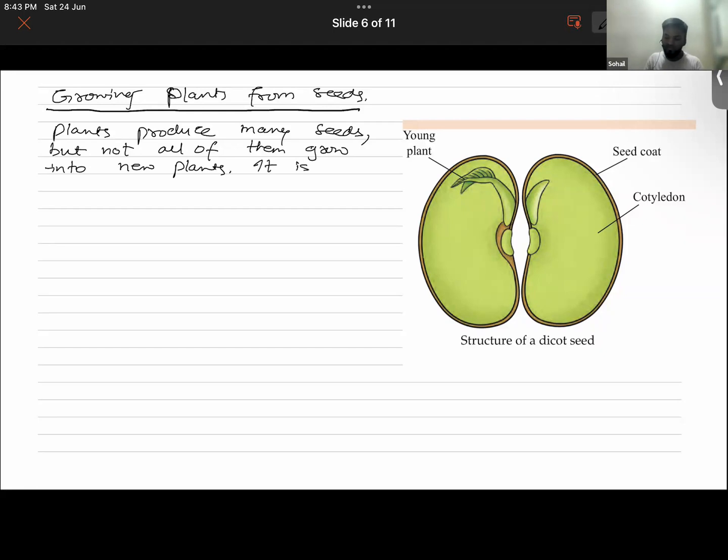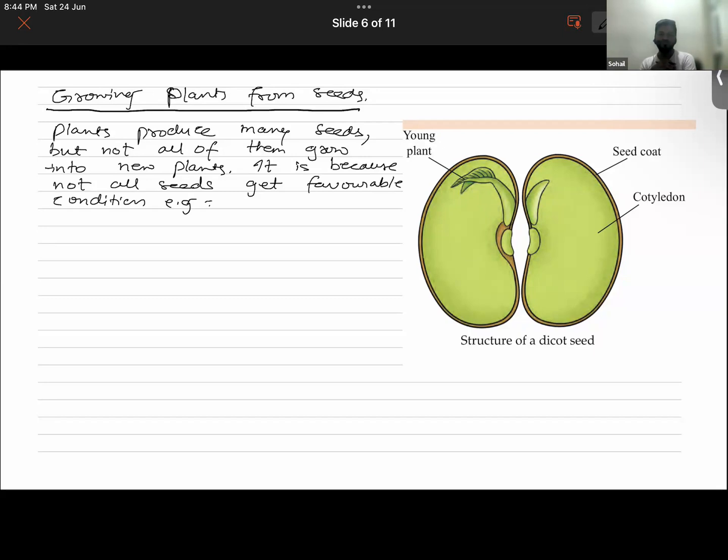What is the reason, Norush? Why do not all seeds grow into new plants? Yes, Norush, what is the reason that not all of the seeds grow into new plants? Because not all of them get favorable conditions, right? Right. Okay. So what are those favorable conditions required for a seed to grow? Can you list some of them?